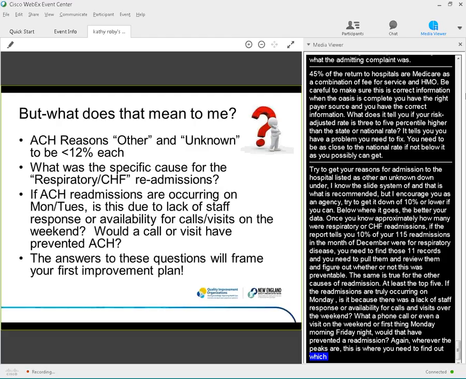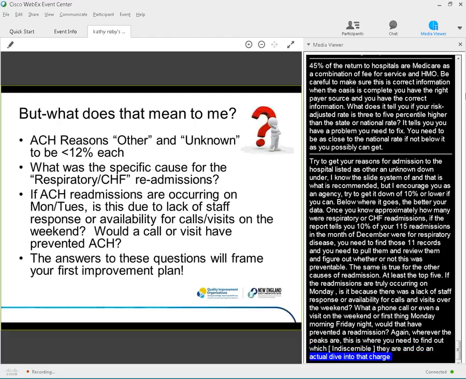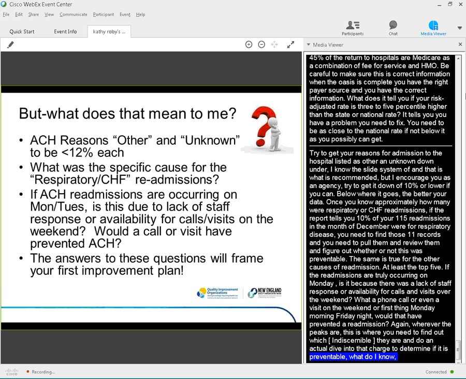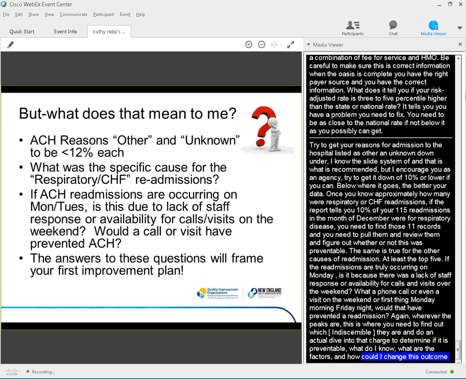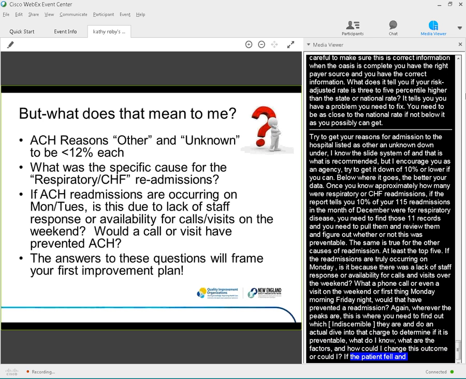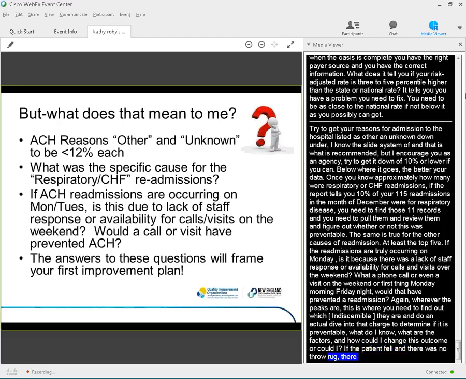What do I know? What are the factors? And how could I have changed this outcome? Or could I? Because if the patient fell and there was no throw rug, there was no door sill for them to trip on, they simply lost their balance and they fell. Those things happen. That might not have been preventable at all.